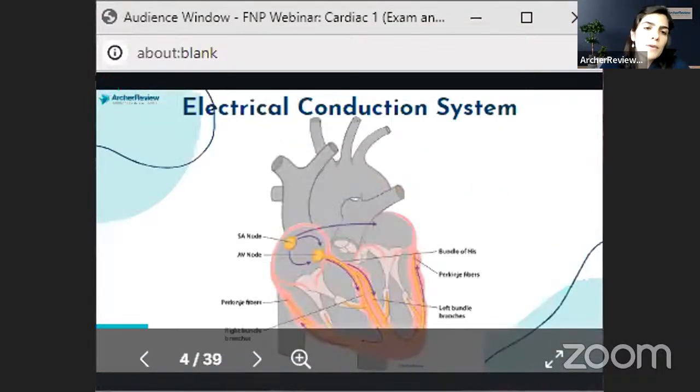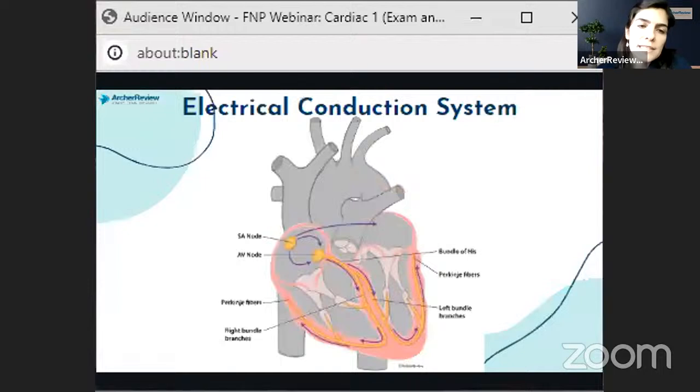Let's quickly review our electrical conduction system. So by now, you know that everything starts in the right atrium with that SA node that paces and stimulates the AV node, and that then travels down the bundle of His and into the left and right bundle branches to help with that ventricular contraction. So that is the loop.